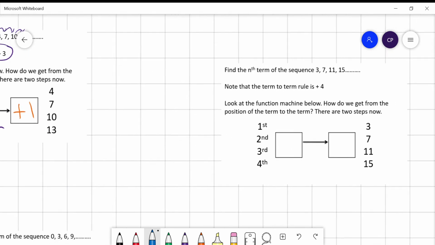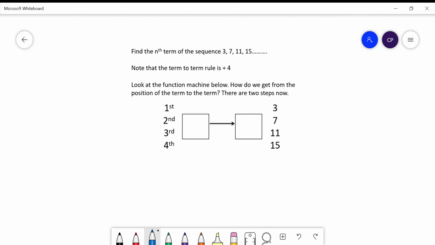I'm going to have another look at 2 more so we can do these together. So with this one, the rule is we're going up in 4s. The 4 times table goes up in 4s, so that's a good first step. So we're going to times by 4. 1 times 4 is 4, 2 times 4 is 8, 3 times 4 is 12, 4 times 4 is 16. Now how do I get from 4 to 3, and 8 to 7, and 12 to 11? Well, to get from a 4 times table to my sequence, I have to take off 1.